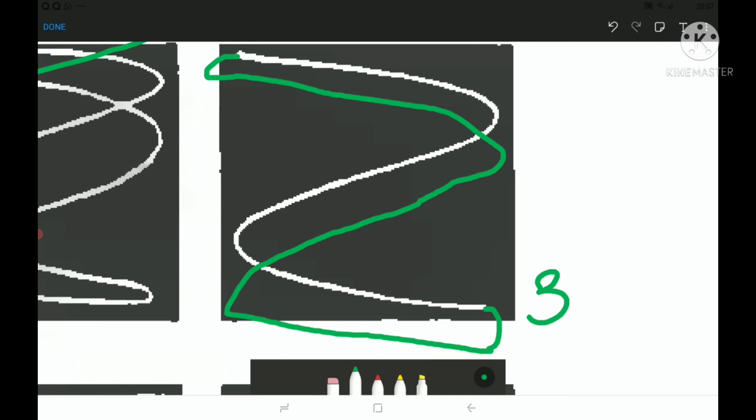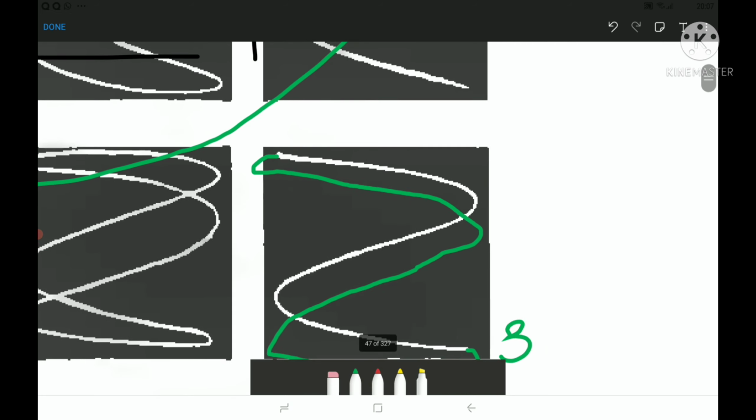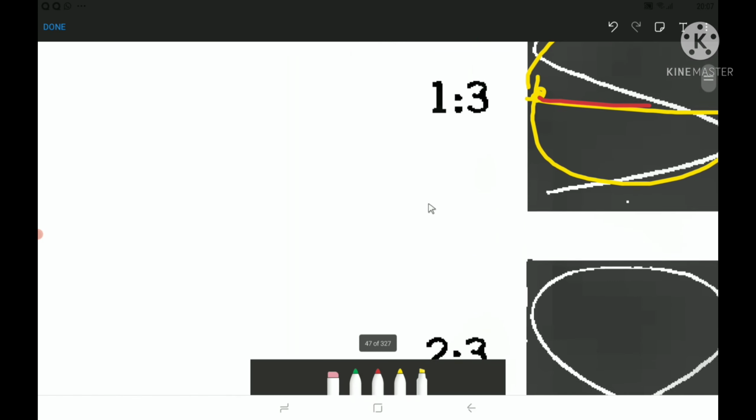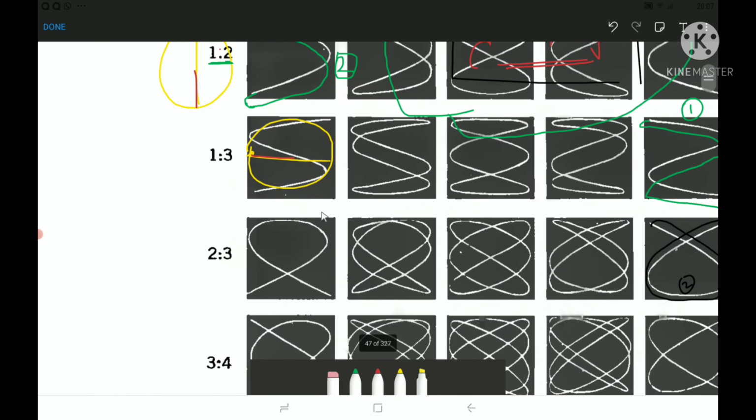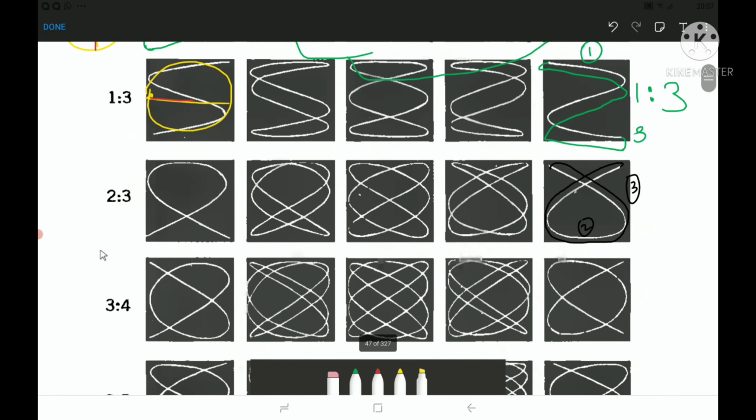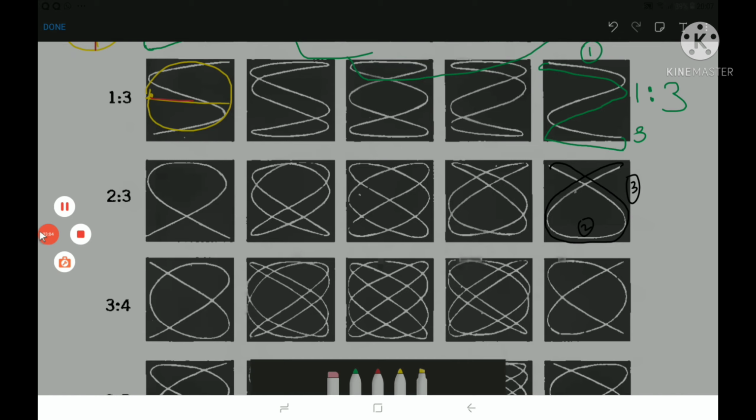3 and 1 over here. So it should be, in theory and in practice, 1 is to 3. Let's see if that is the case. Yeah, that is the case. You can do that for every corner type curve that I see in the figure.